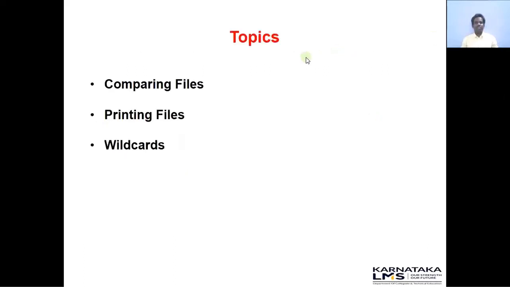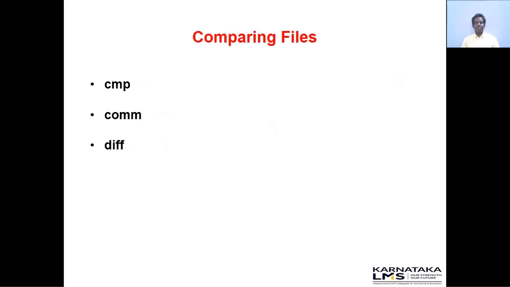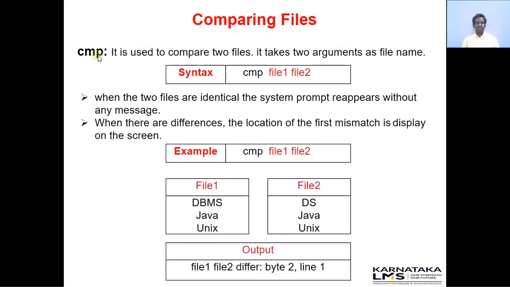In this session, I am going to cover the topics comparing files, printing files and wildcards. In UNIX operating system, there are three commands used to compare the files, that is cmp, comm and diff. cmp. It is used to compare two files.